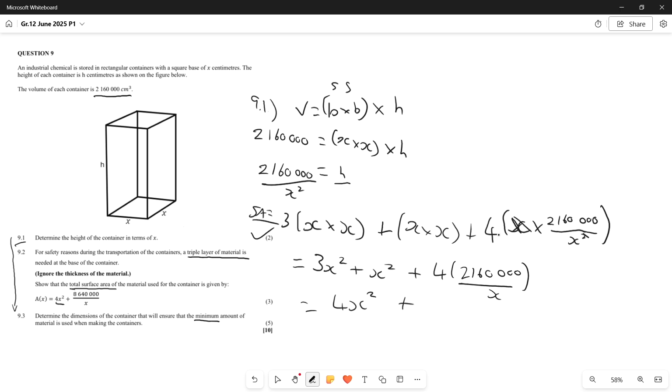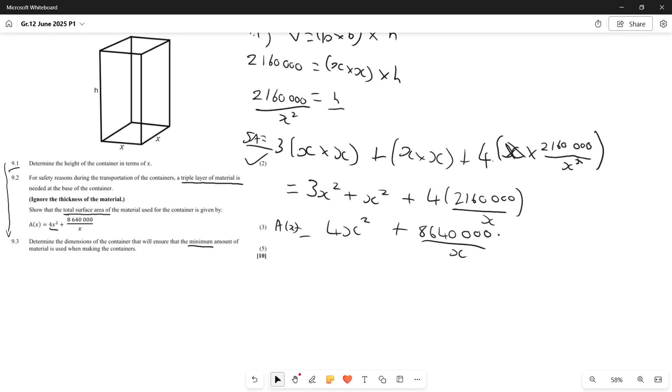2,160,000 is 8,640,000. And a reminder, that's just top times top, bottom times bottom. So which just means we are timesing this to the top there, 8,640,000 over x. And we have just solved for this, the area, A of x, in terms of x. So A of x equals 4x squared plus 8,640,000 over x. And here is our answer. Great job. So at this stage, we have earned 5 marks.